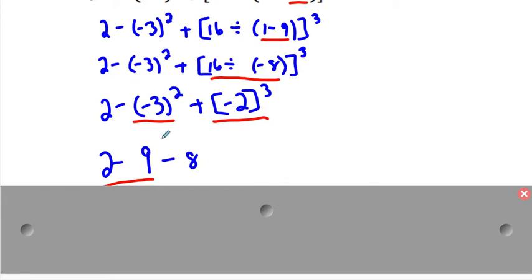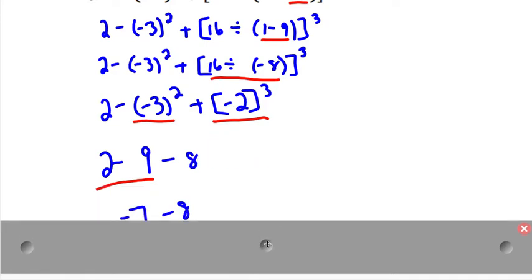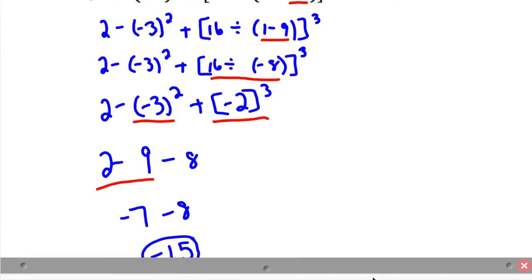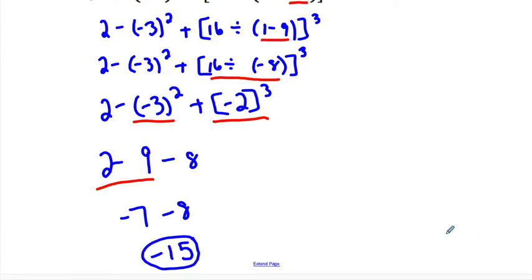So negative 3 squared is 9, and then negative 2 to the third power is a negative 8, and then we work left to right. 2 minus 9 is negative 7. Minus 8 gives you your final answer of negative 15.